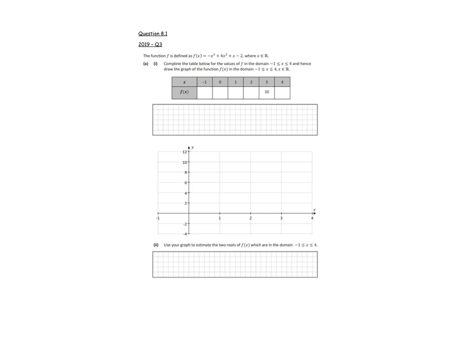Question 8.1 then is a question from the 2019 Leaving Cert paper. In particular, it's question number 3. And it says, the function f is defined by f of x is equal to minus x cubed plus 4x squared plus x minus 2, where x is an element of R. Now, we know that R is the real numbers, and that the real numbers are any number.